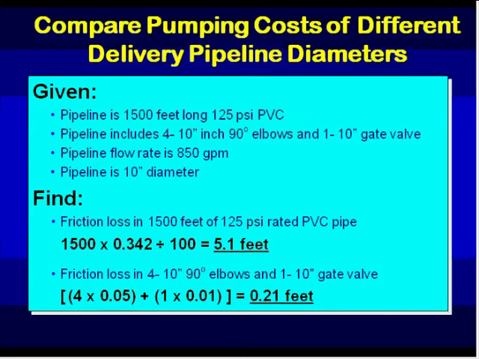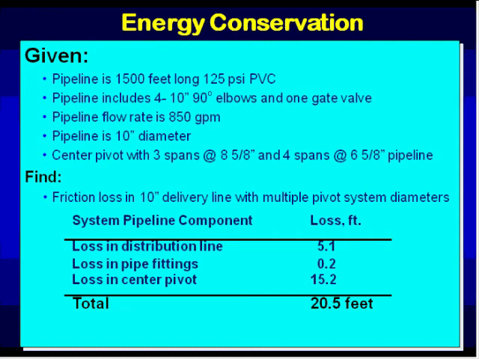So we go through our calculations again: 1,500 feet times 0.342 feet per 100, and we end up with 5.1 feet of friction loss in the delivery line. And then for our accessories, we are at 0.21 feet if we do the math here. So you can see that these numbers are considerably lower than the ones for the smaller diameter pipe. The question is whether we can afford to change the pipe diameter with the savings in energy costs that we might generate. So like the other one, we're going to add these values up.